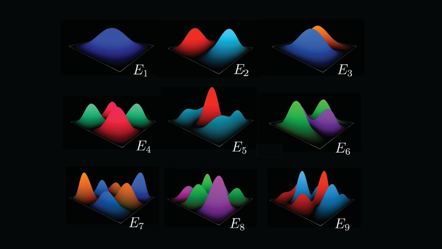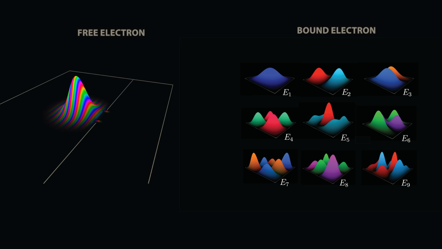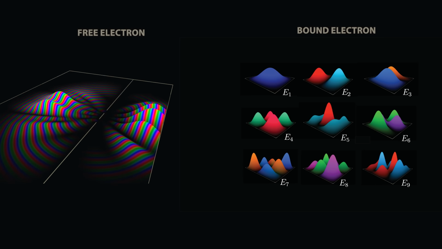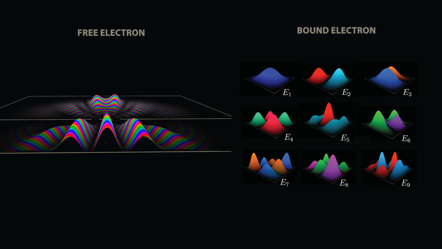This behavior is analogous to the quantized energy levels Schrödinger found when applying his equation to the hydrogen atom in three-dimensional space. It's remarkable that the same complex-valued wave function can describe the behavior of a free electron in the double-slit experiment, and the quantized energy levels we see for bound electrons in atoms.